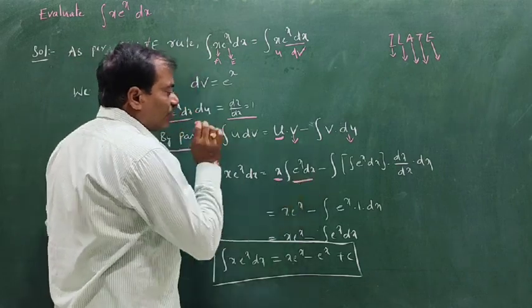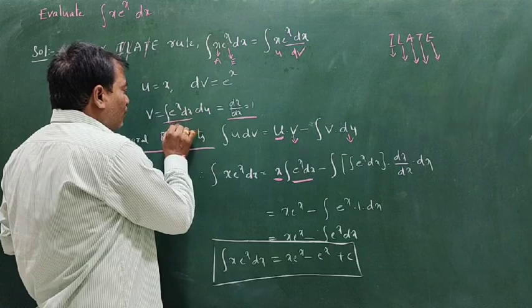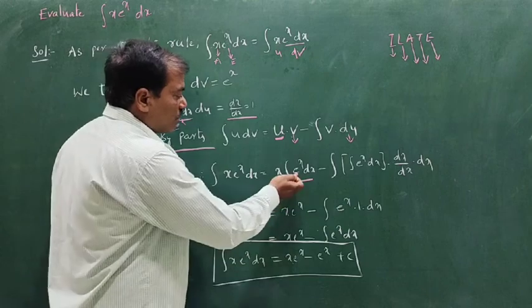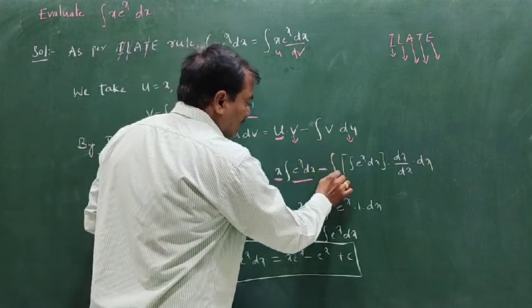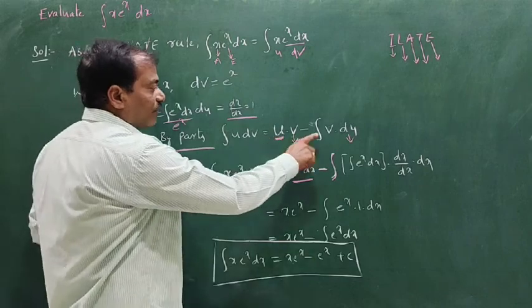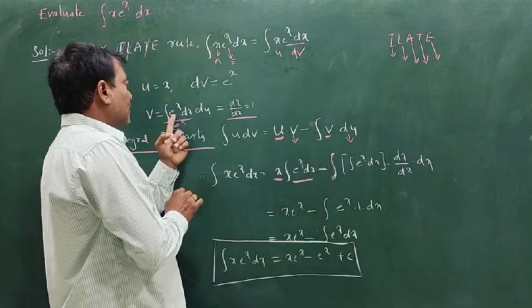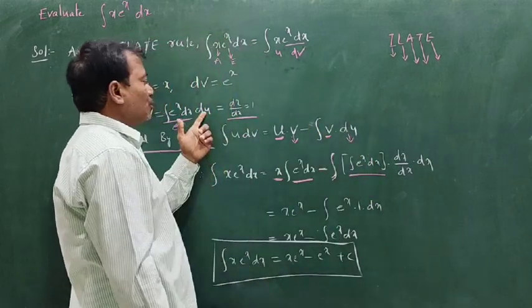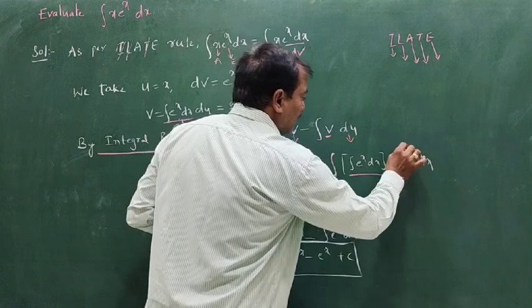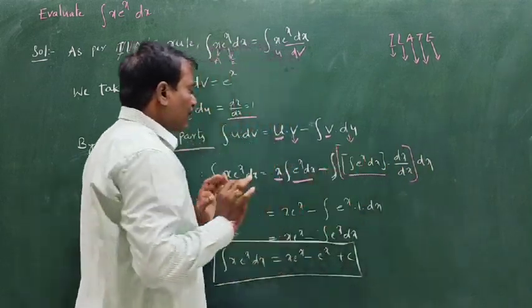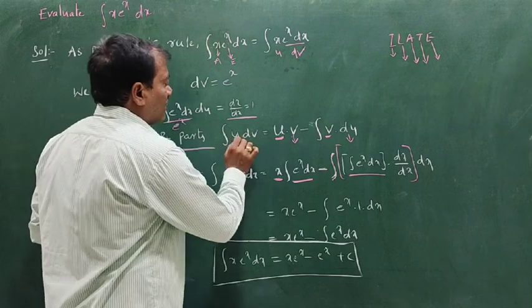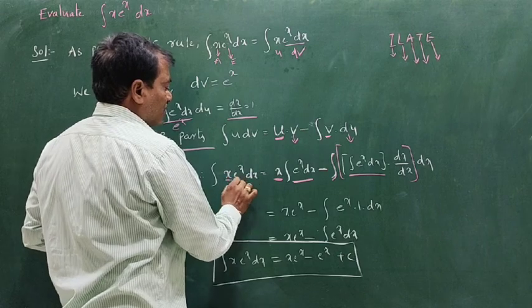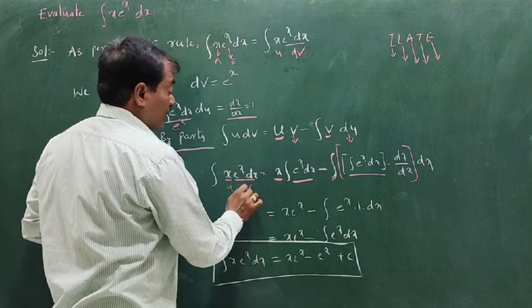Either we write this, or we find this integral value. This integral value is e power x, directly substitute. No problem, right? So x times integral e power x dx, minus integral of v, which is again the integration of the second function, integral e power x dx, and du. What is du? du equals the differentiation of the first function, and dx is there. Very simple.